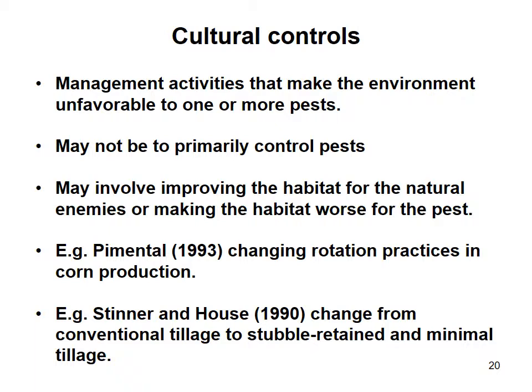For example, Pimentel in 1993 from the USA showed that changing rotation practices in corn was responsible for an increase in losses to pests from 3.5% to 12%, despite a 1,000-fold increase in pesticide application. Stinner and House in 1990 showed that changing from conventional tillage to stubble retained and minimal tillage increased problems with establishment pests such as slugs and wireworms.